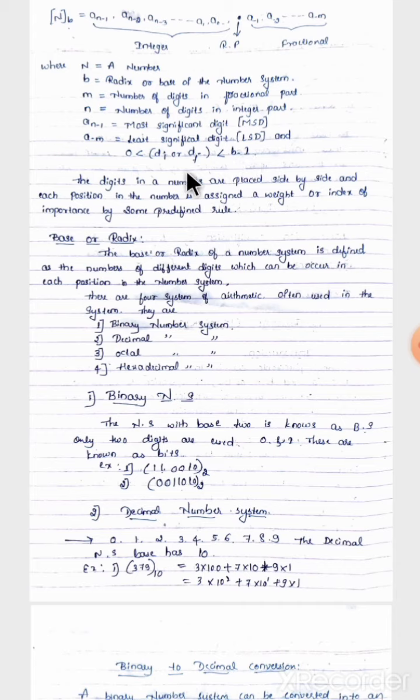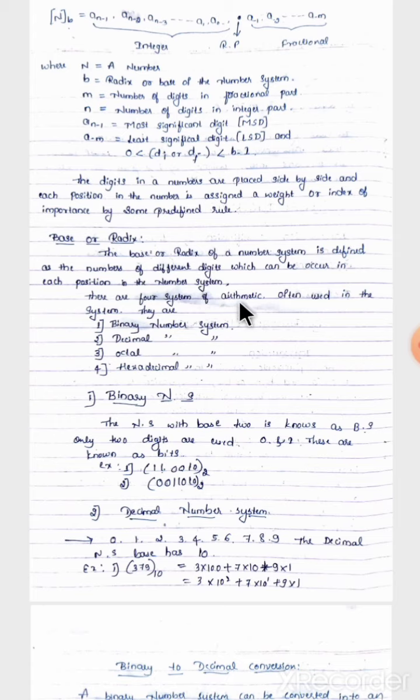The digits in a number are placed side by side, and each position in the number is assigned a weight or index of importance by some predefined rule. Means b is the base, so we have to divide into binary or decimal depending on this base only. Now, base or radix: what do you mean by this? The base or radix of a number system is defined as the number of different digits which can occur in each position in the number system.